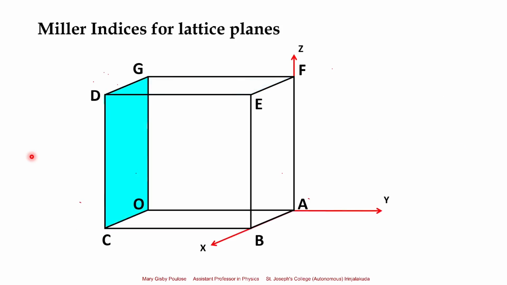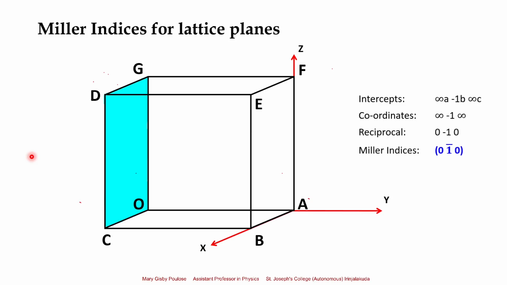Now let us find the Miller index for this plane OCDG. Again, note that the origin here is shifted to A. Hence, the intercepts can be written as infinity a, minus 1b, and infinity c. The coordinates are infinity, minus 1, infinity. The reciprocal will give 0, minus 1, 0, and hence the Miller index is written as (0 1 bar 0) in curved brackets.